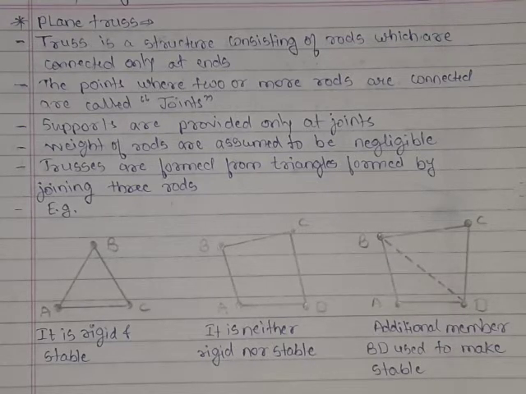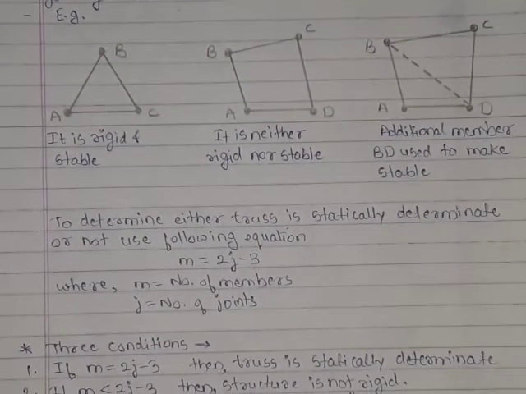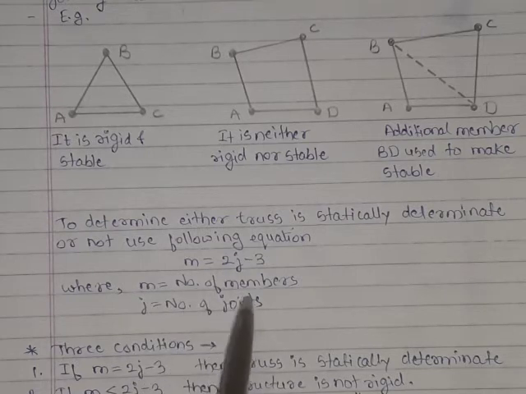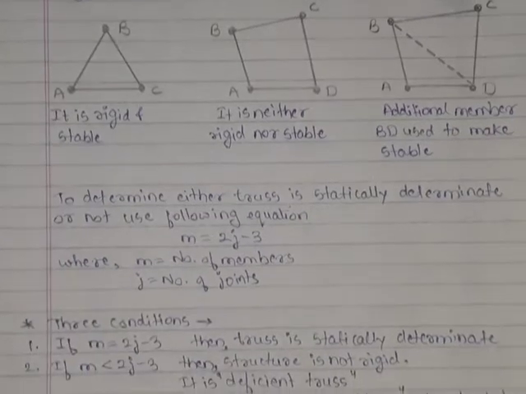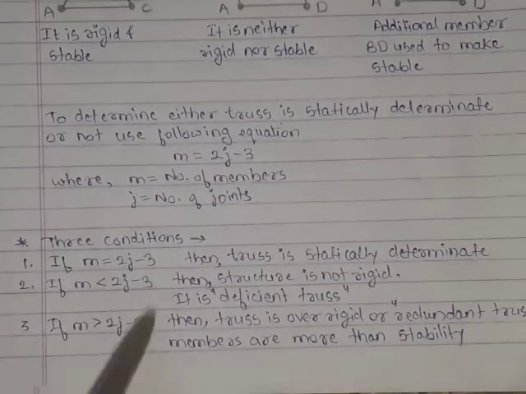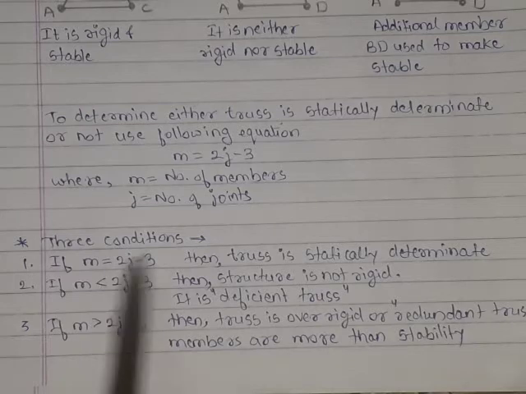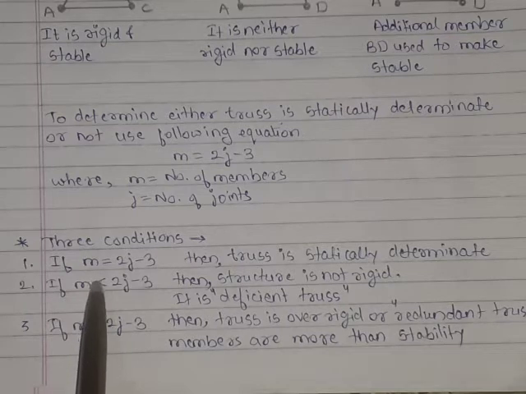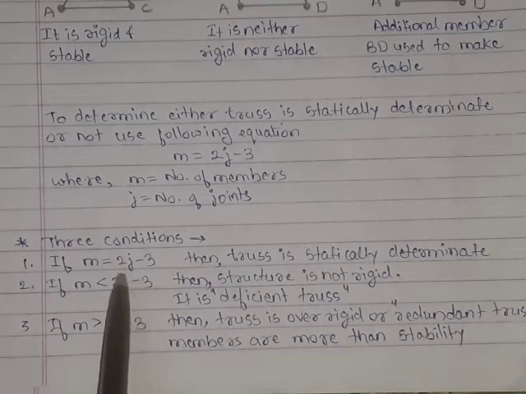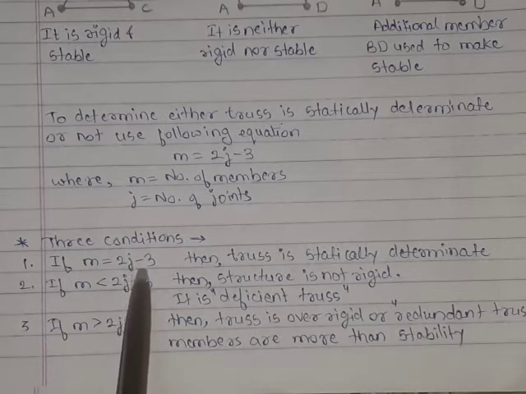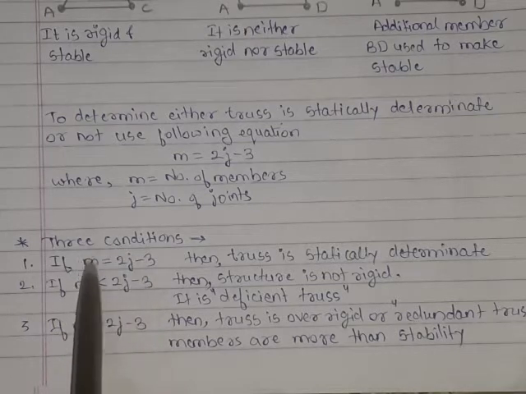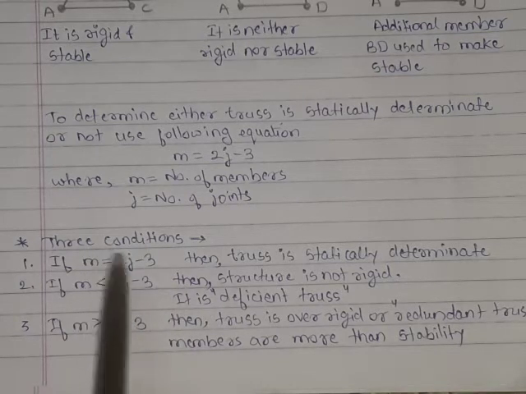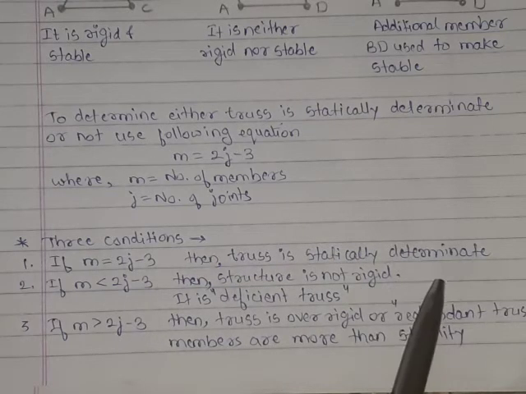To determine whether the structure is statically determinate or not, we can use an equation, m equals 2j minus 3, where m is the number of members and j is the number of joints. Now there are three conditions. If m is equal to 2j minus 3, as in the previous example of a triangle, there are three members and three joints. So on the right hand side, 2 into 3 is 6, and 6 minus 3 is 3. Members are 3 and the right hand side is 3, so the left hand side equals the right hand side. So when m is equal to 2j minus 3, the truss is statically determinate.